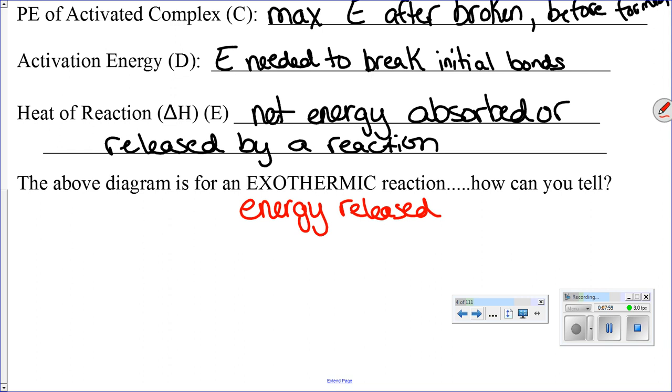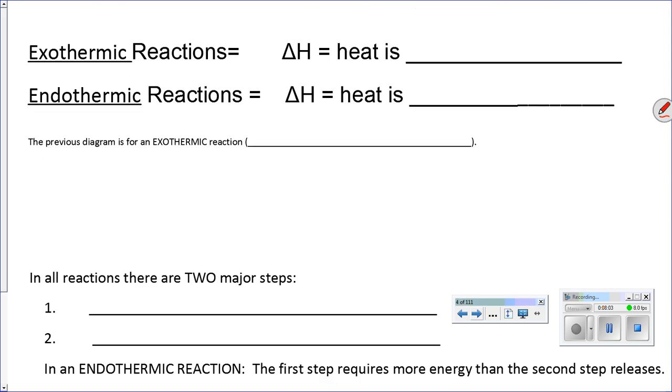So we end with products that have less energy than those we started with. So an exothermic reaction is actually going to have a negative sign in front of its delta H value. Ultimately, heat is going to be released. An endothermic will have a positive delta H. Heat is absorbed. And again, sorry, that's a little redundant. This means energy is being released.